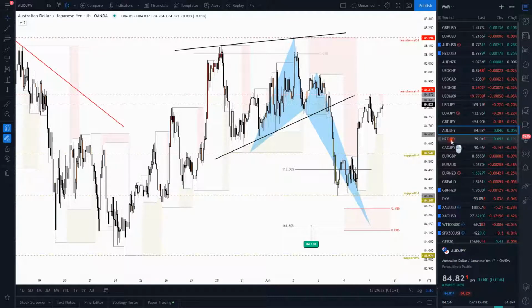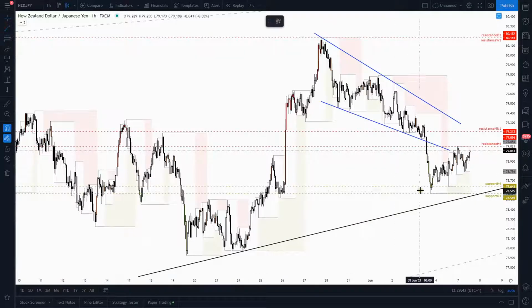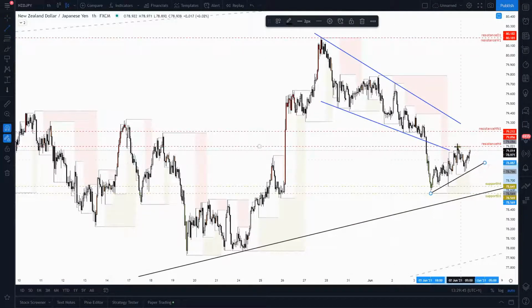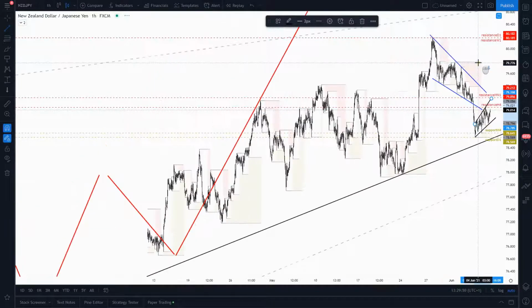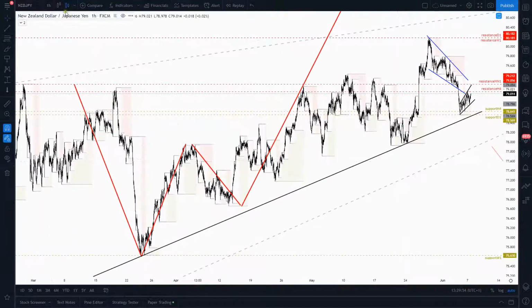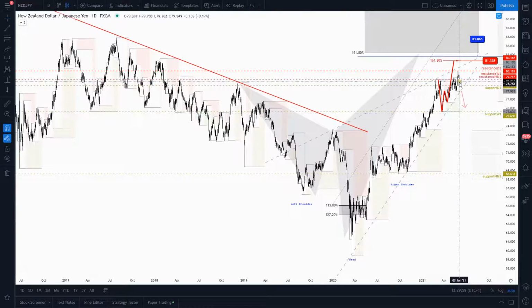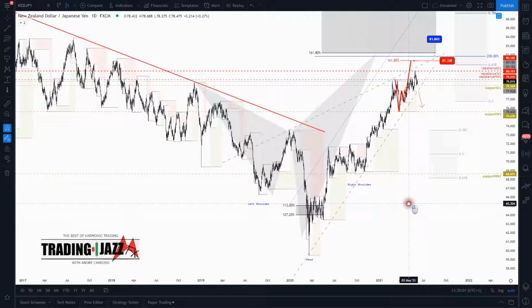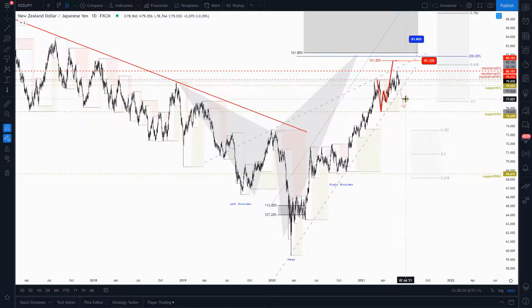New Zealand versus the yen, nothing to say. We have a clear consolidation here. We need to wait and see what will happen, and at least for now, nothing to say. On a higher time frame, I was, and I still am, projecting this bearish shark pattern at the golden Fibonacci level. We have multiple patterns projected above, let's say above 81.32. So let's see how the market will react.